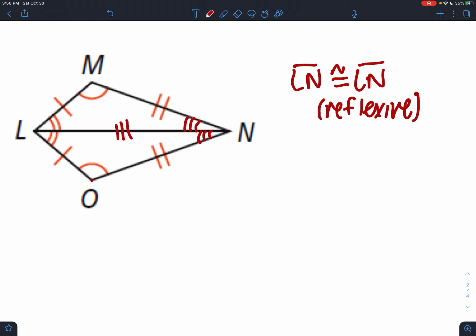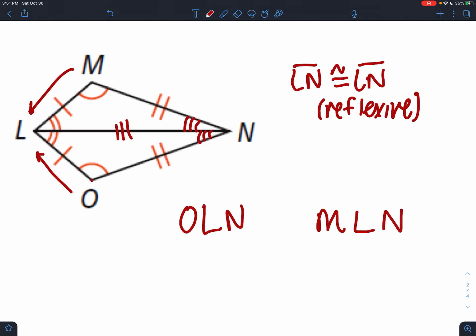So let's write the congruent statement then, because it looks like all of the three sides, all of the three angles are there. To write the congruent statement, I would look at the angles and say O and M are the first angle because they have one arc. L looks like it's the next one, right? So O to L and M to L. And then the last angle is N over there.